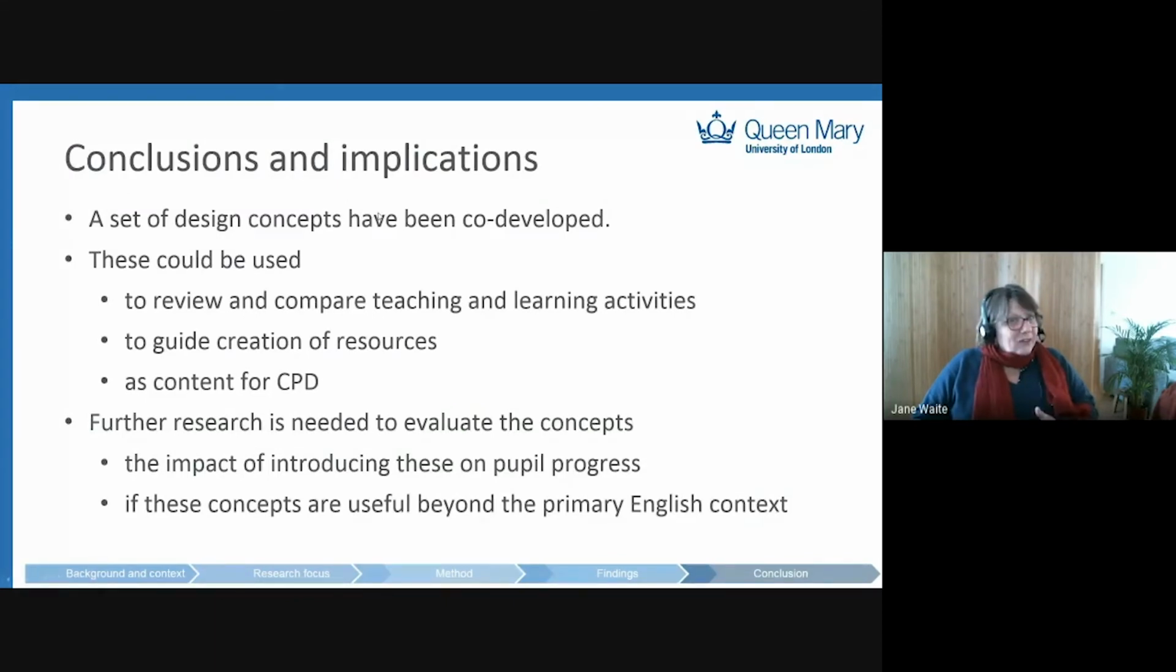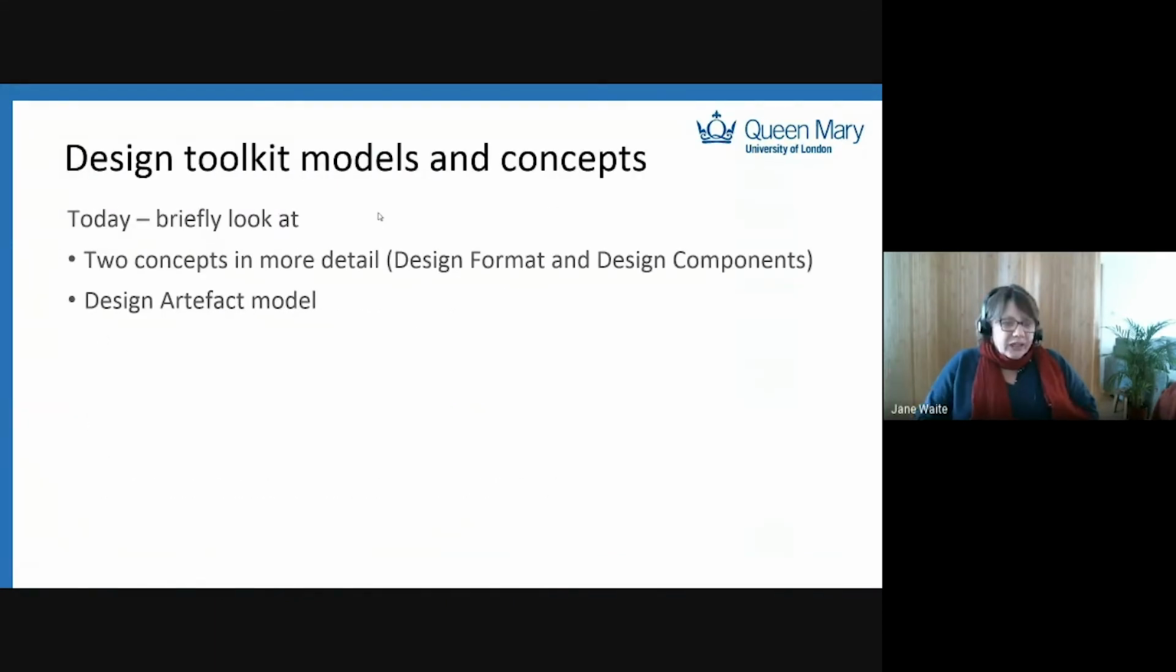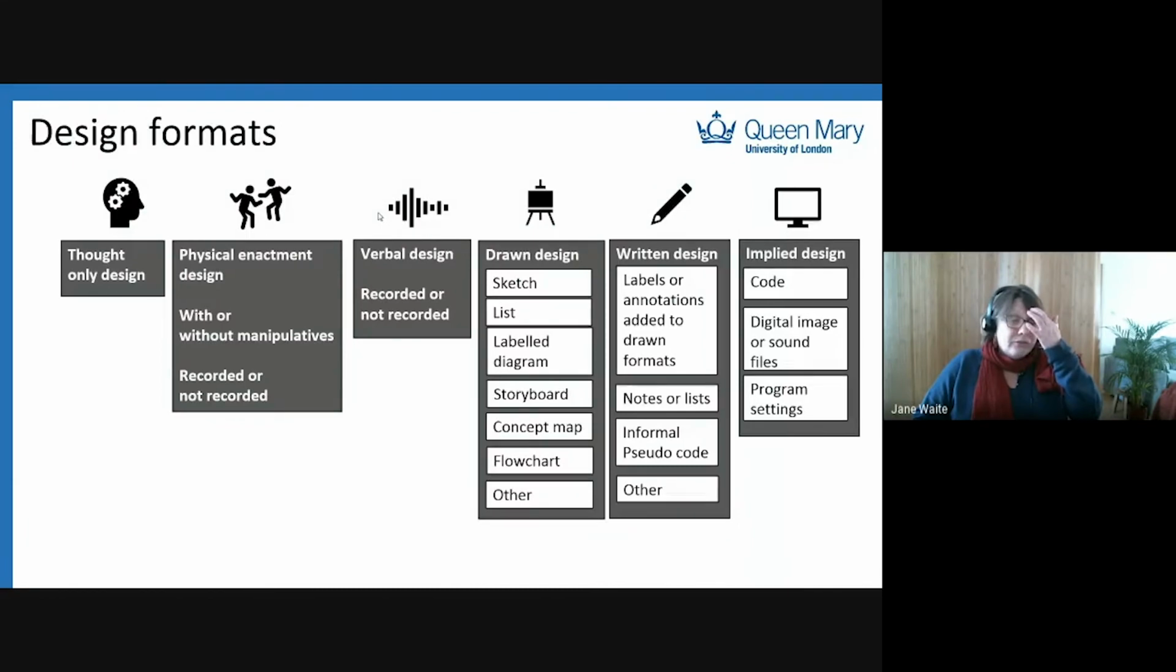So that's the conclusions and implications. The abstract was focused on the approach that we took, but in review of the abstract, the people who were reviewing it all asked us to know more about the actual design toolkit models and concepts. So I'm going to look at those briefly, but with a big caveat, because we're in the middle of developing them. They may change, and we've not yet published on this. So I'm just going to introduce a couple of the concepts.